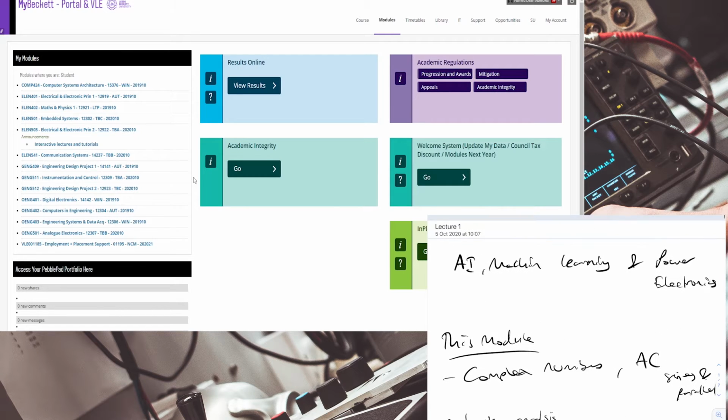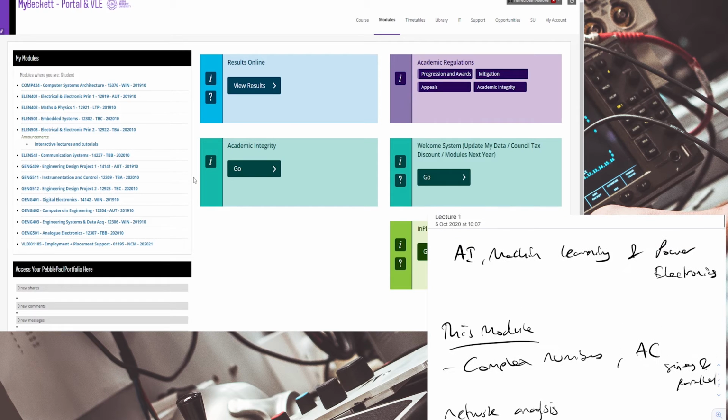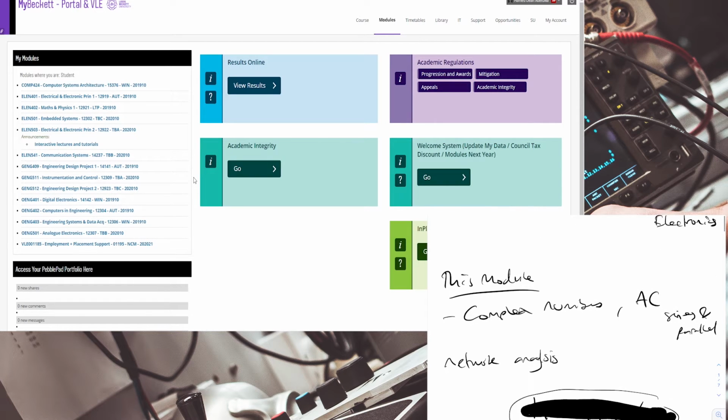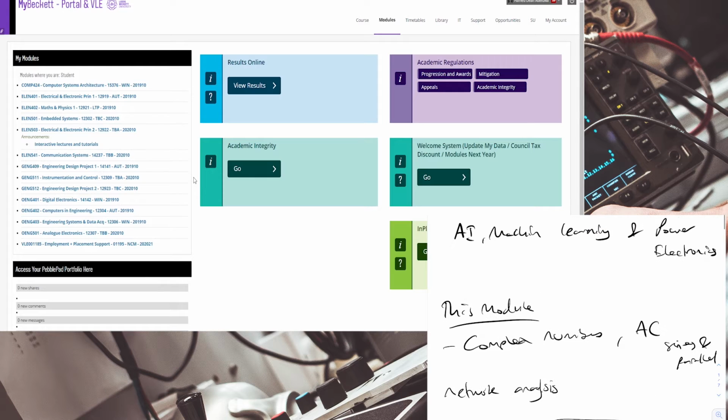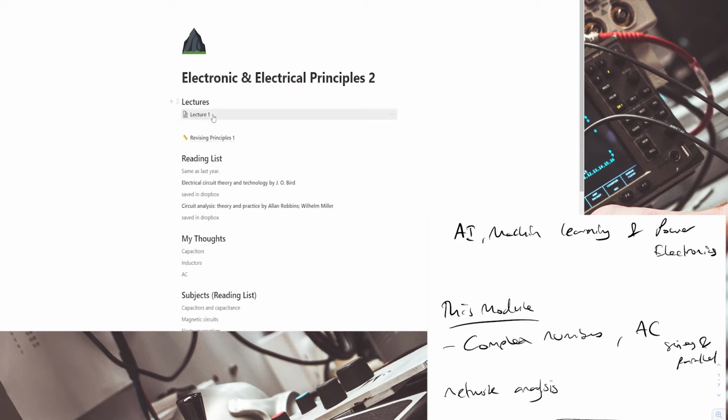Alright, so this was an introduction. I don't need any of this. It's fine. Do I need to go over complex numbers? So let's add that to my to-do list basically.